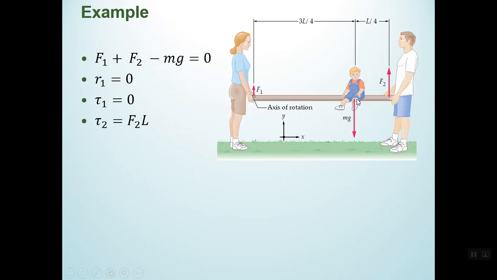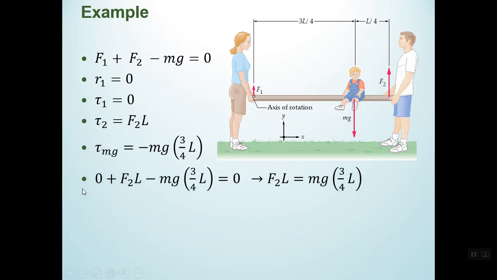The weight of the child, mg, acts at a distance 3/4 times L from the axis and causes a clockwise or negative rotation. So we can find the torque from mg is equal to minus mg times 3 over 4 L. Now set the total torque equal to 0.